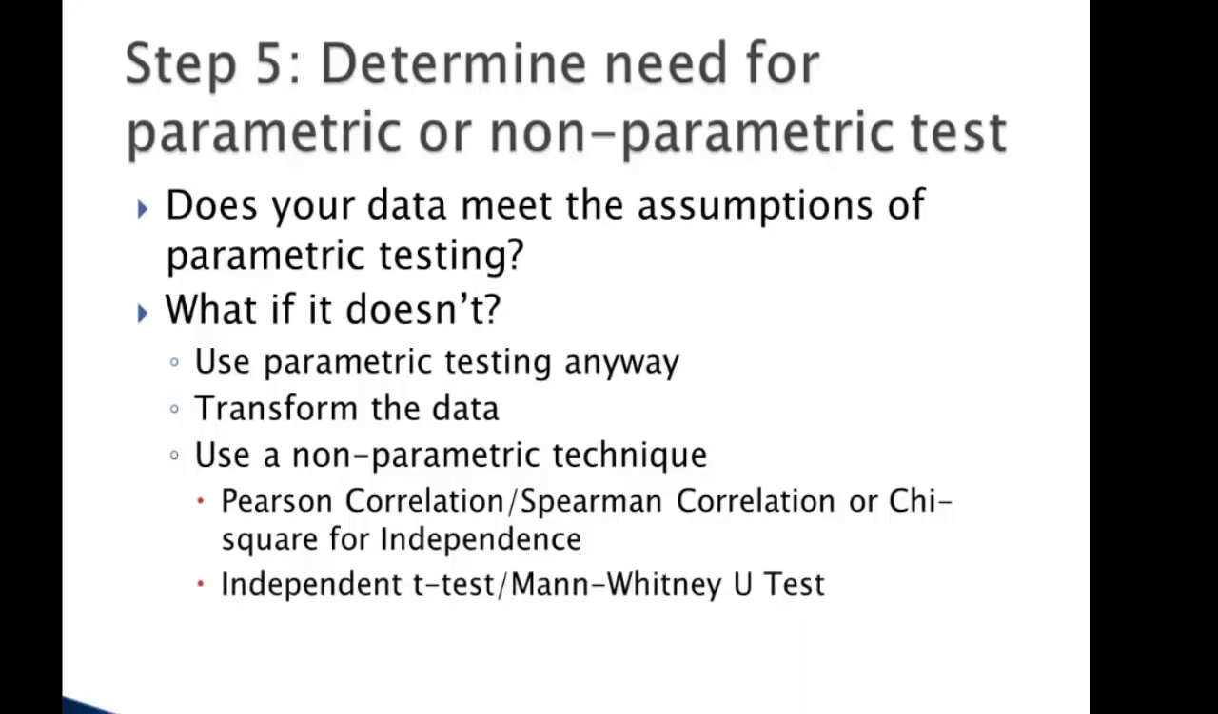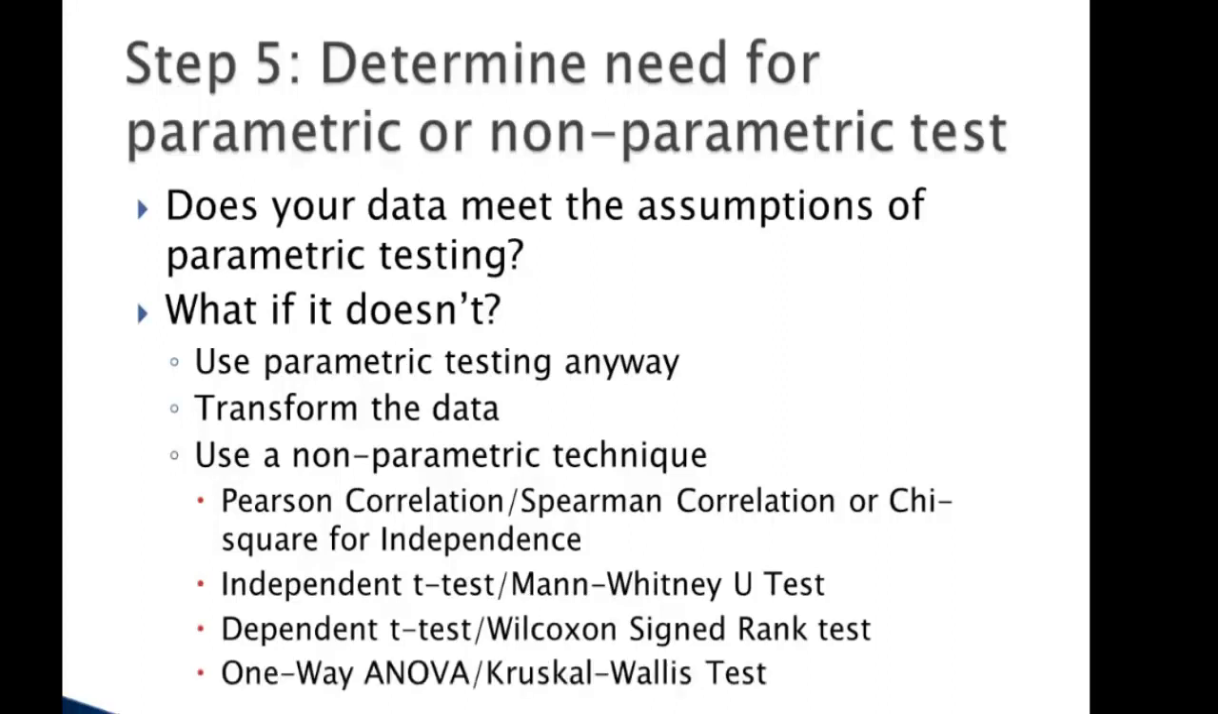For the independent t-test, the alternative would be the Mann-Whitney U-test. For the dependent or paired samples t-test, the non-parametric alternative is the Wilcoxon signed rank test. For the one-way ANOVA, the non-parametric alternative is the Kruskal-Wallis test. Those are some examples.